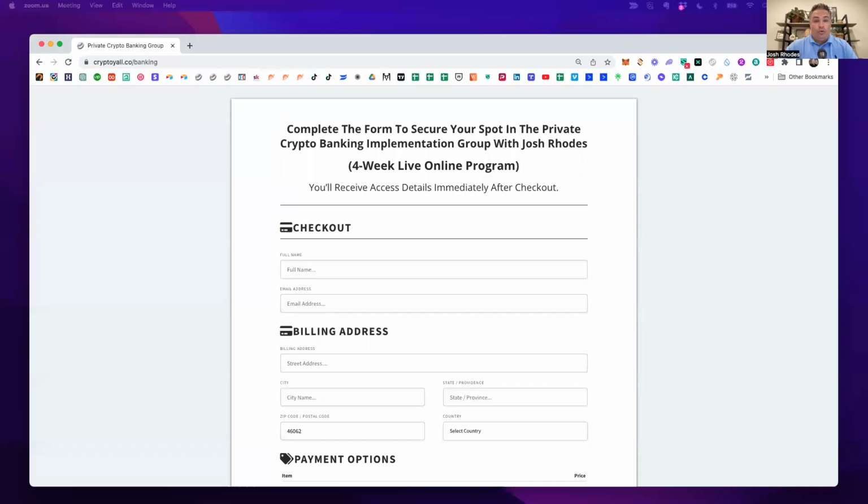So all that being said, would love to have you go to cryptoyall.co/banking right now. Be one of the first 5 to get all of the fast action bonuses, and be one of the first 8 to just be able to get into the group, because this is going to go out, like I said, to all the thousands of people. We'll get started next Friday, and we'll knock it out of the park. And again, if you can't make it live, it'll be recorded and we'll take care of you on the actual content. Going once, going twice.